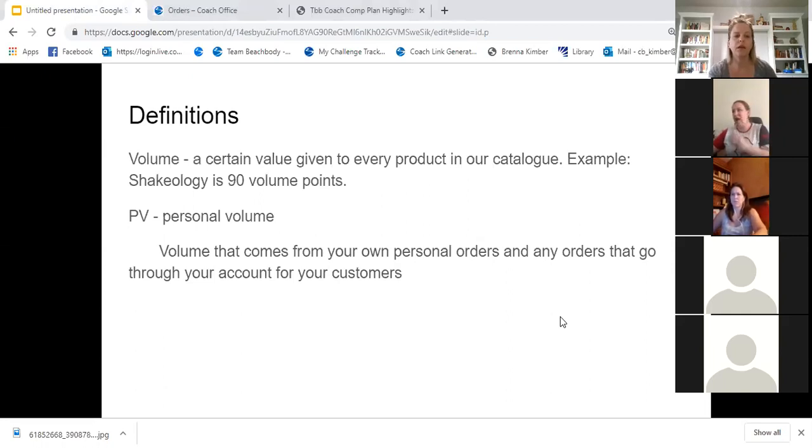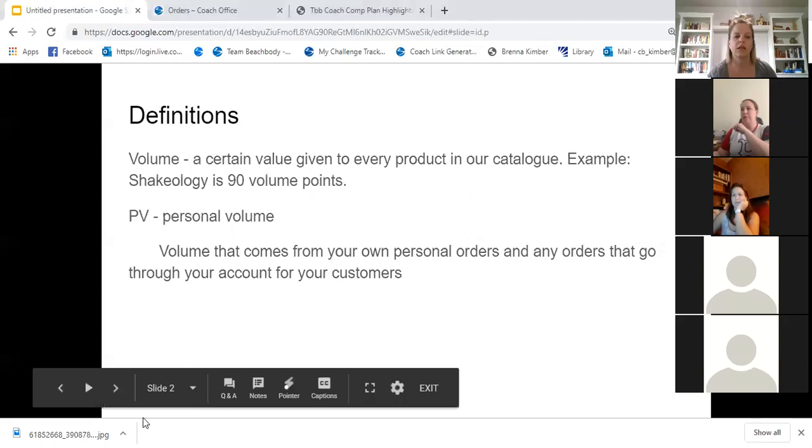Some other definitions. PV is personal volume. That is anything that you buy yourself through your own account, or anything that someone orders through you, is your personal volume. And this is the number that we post every week on the volume boards that Dari does for us. So this is that number, if you were curious or didn't quite understand what that is. Again, it's anything that you order, or any of the orders that come through your account from your customers, not your coaches. To be clear on that.